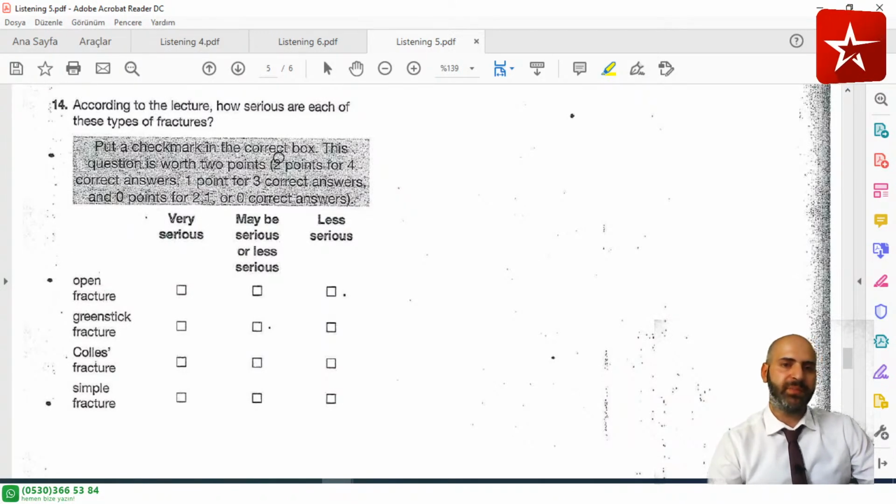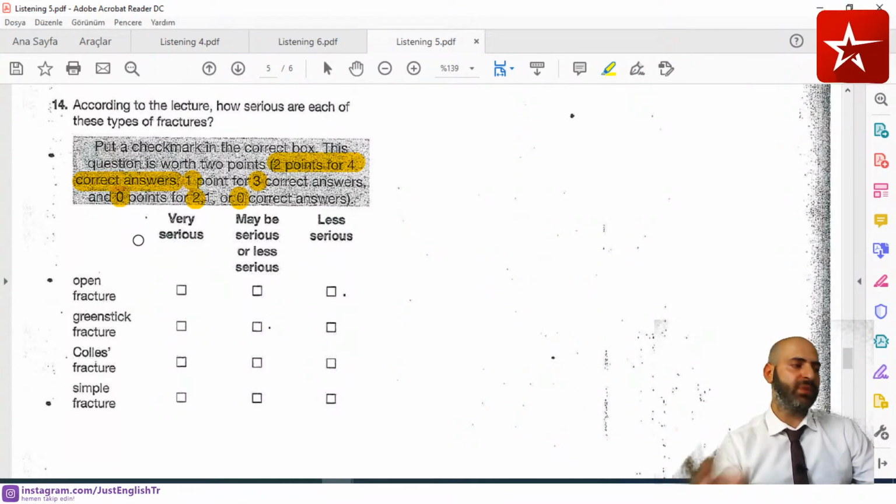Also, here you need to pay attention to this. This question has four possible answers. So if you have all four correct answers, you will get 2 points. If you have 3 correct answers, you will get 1 point. If you have 2, 1, or 0 correct answers, you will get 0 points. So you need a minimum of 3 answers to get a point here.